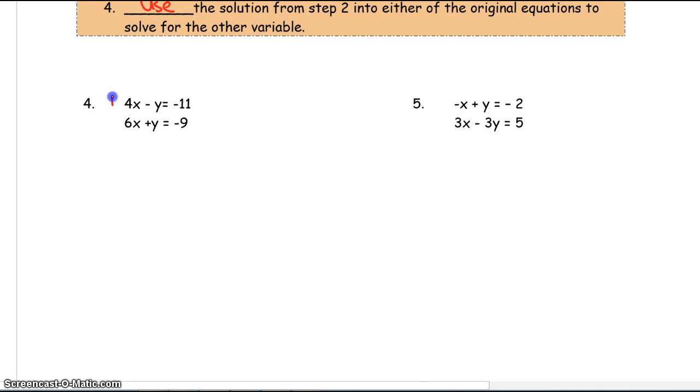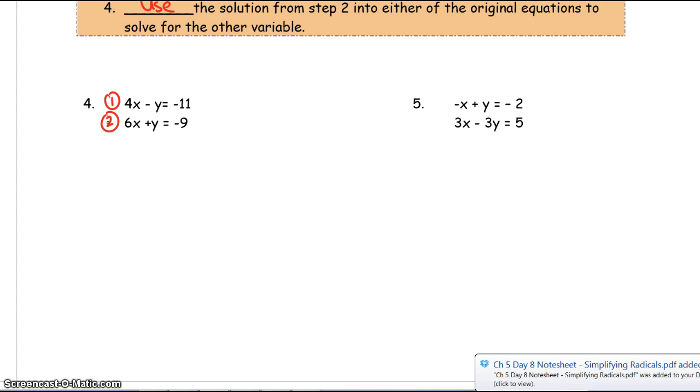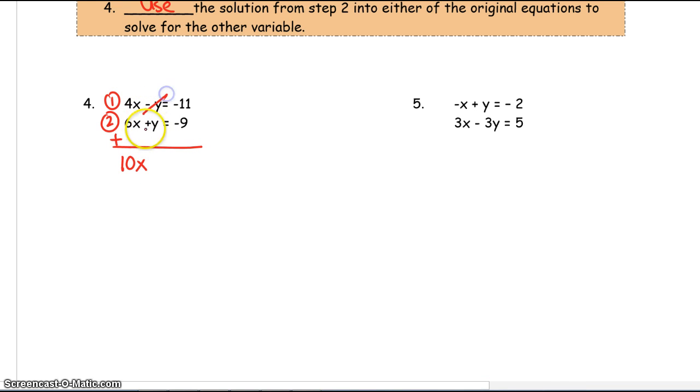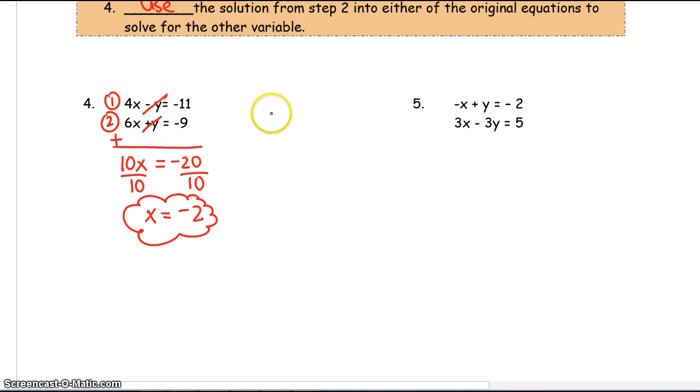Alright, so let's do those again. Here's my first equation. Here's my second equation. You can tell right away that things are going to cancel, so we don't have to multiply by anything. We're going to just go into addition. 4x plus 6x is 10x, and negative y and positive y cancel each other out. It equals negative 11 minus 9, or add them up, we get negative 20, divided by 10, and x equals negative 2. Woo!